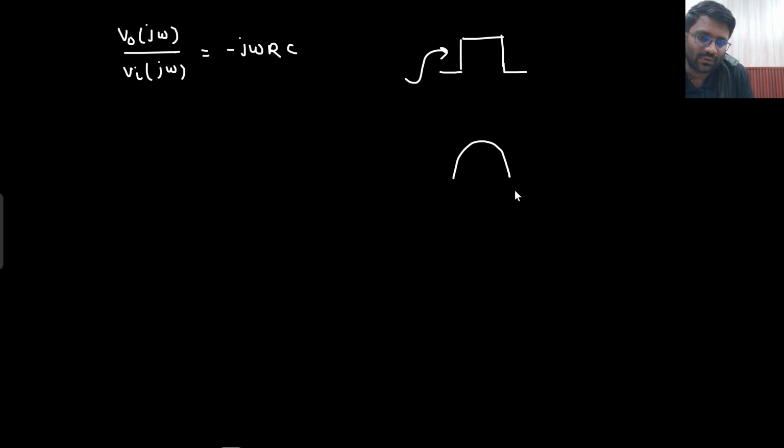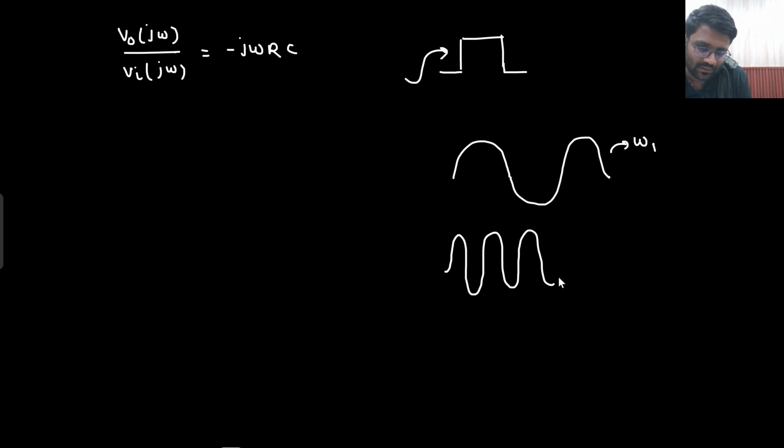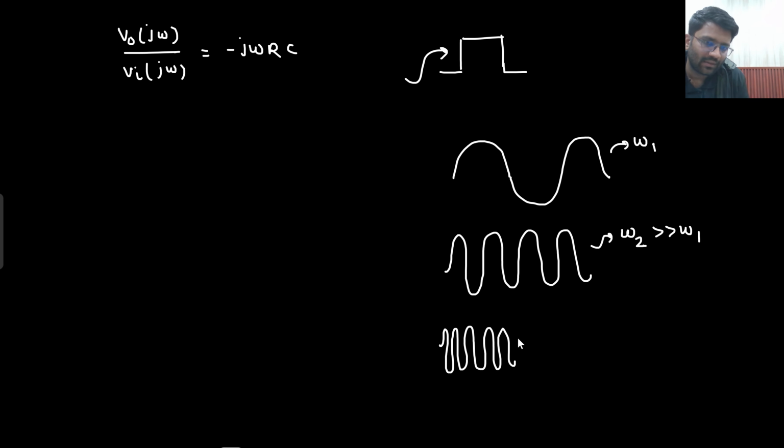If this is a sinusoid, this sinusoid has a frequency of omega 1. If I make the sinusoid a bit faster, somewhat like this, what frequency will it have? It has frequency omega 2, which will be greater than omega 1. If I make it even faster, it will have some frequency omega 3, which will be much greater than omega 2, and much greater than omega 1.